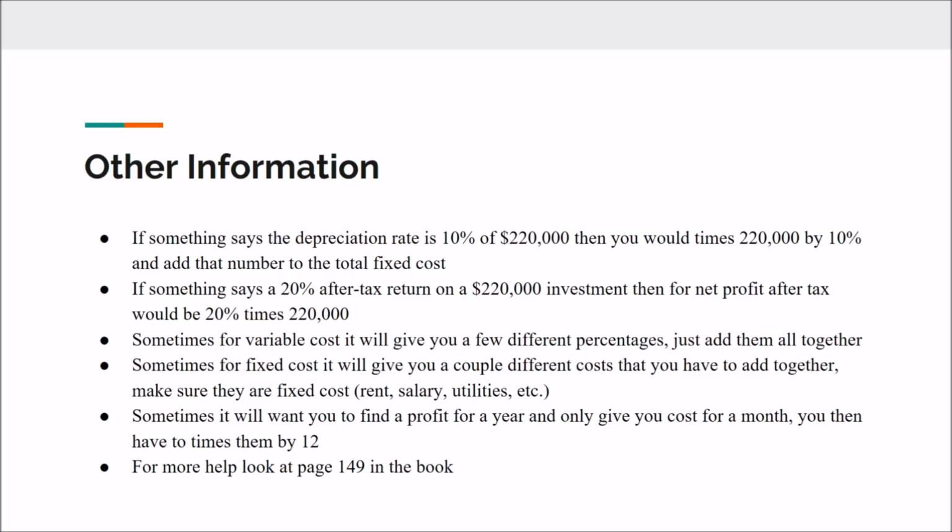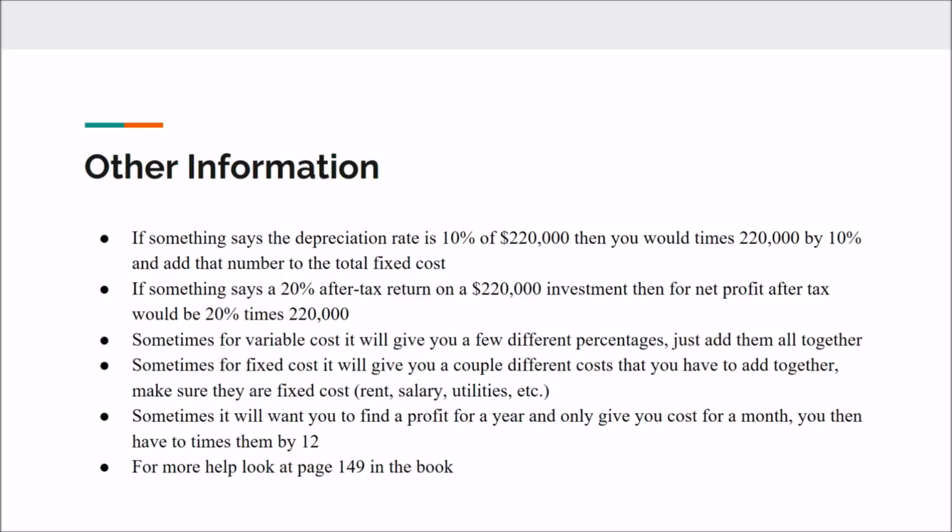Also, another example would be, for a variable cost, it will give you a few different percentages. Just add them all together. And if it's a fixed cost, it will give you a couple of different costs that you have to add together. Make sure they are fixed costs: rent, salary, utilities, etc.